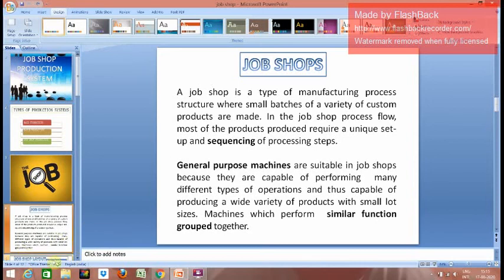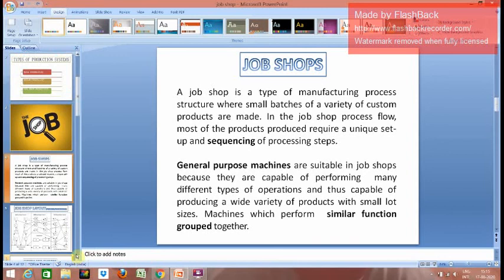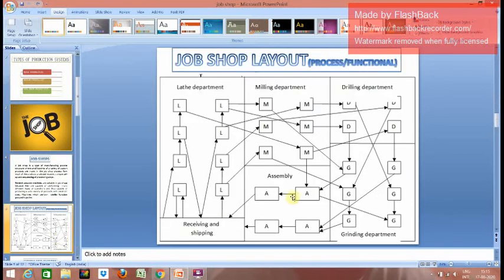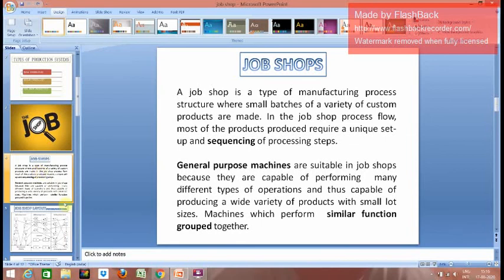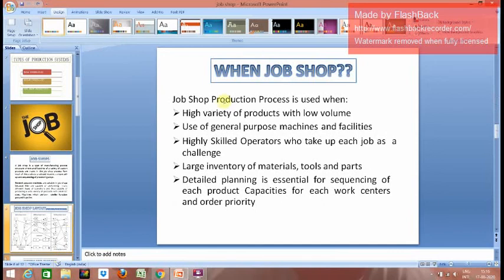Machines which perform similar functions are grouped together. For example, this is one of the job shop layouts where you can see the lathe department, the milling department, the drilling department, and the grinding department. Here you can see the lathe department dealing with the lathe machine tool, grouped under one group. Here you can see the milling department where the milling machines are grouped under one group. This is the job shop layout where you can find the unique property that machines performing a similar function are grouped together under the same roof.